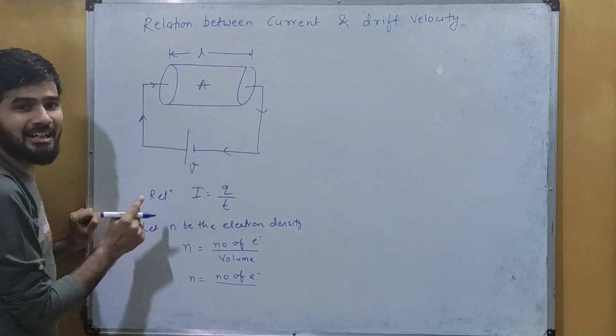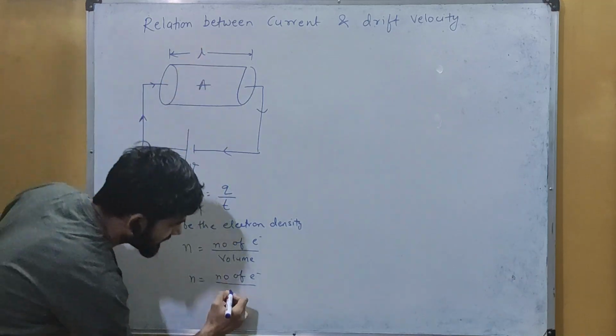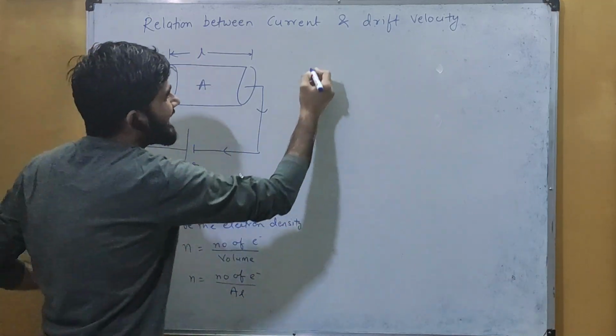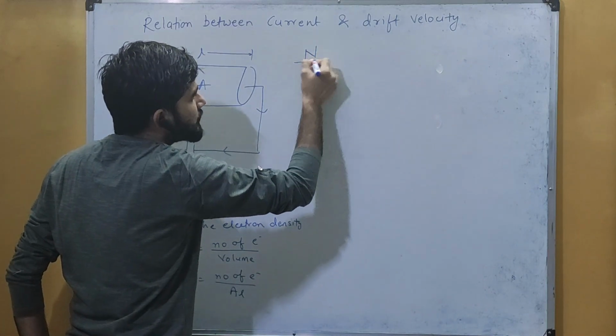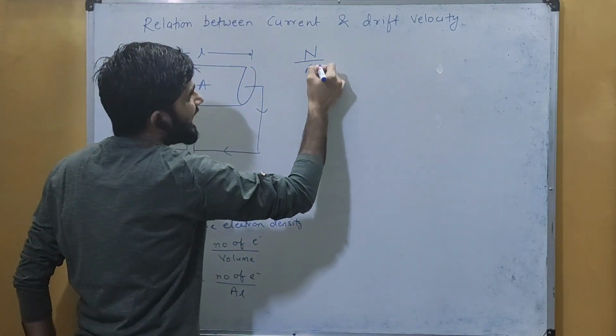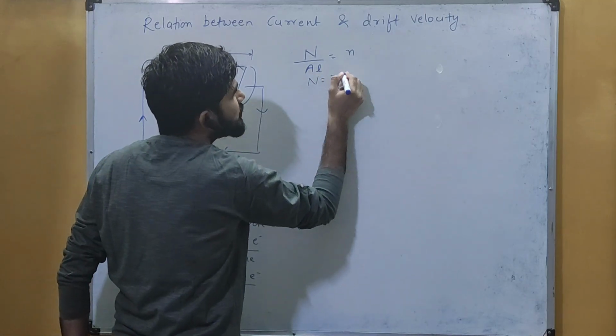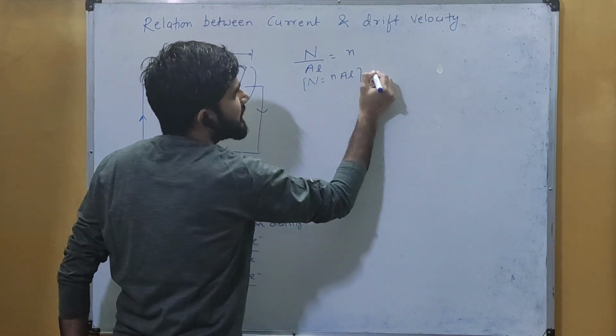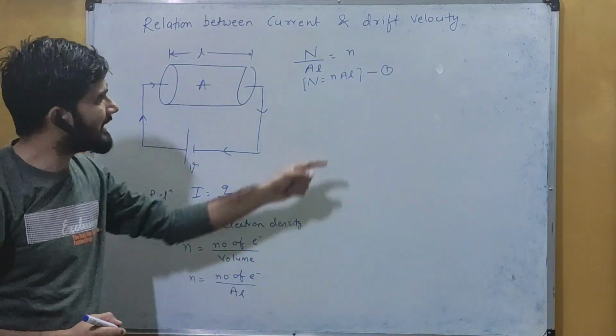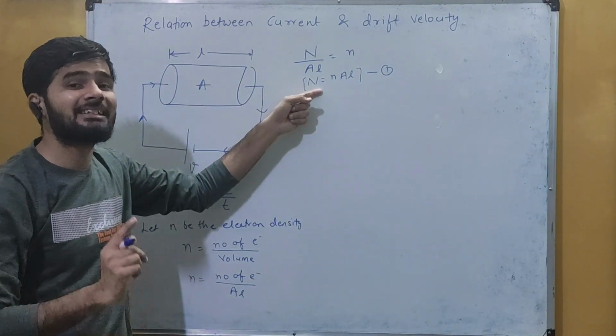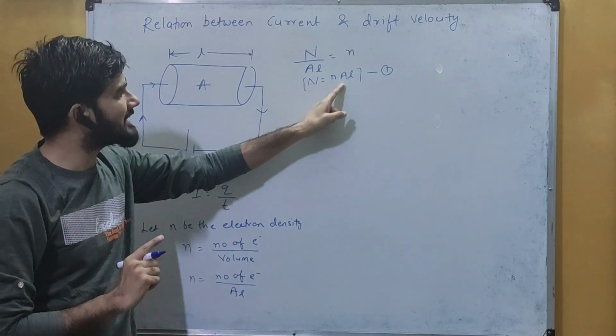The volume of this conductor I can write simply as area into length, so this is A into L. So I can write total number of electrons by A into L equals electron density. So the number of electrons is equal to nAL. Equation number 1. Okay, this capital N is the number of electrons and small n is the electron density.